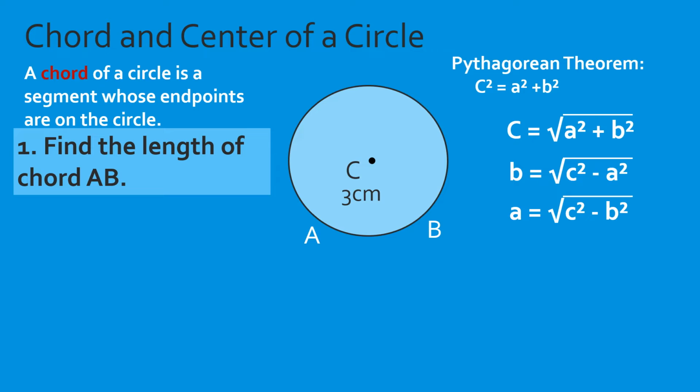Now, let's apply the chord and center relationships of a circle. So we're asked to find the length of chord AB or segment AB. So segment AB is there. So that's the chord. And the distance from the center to this chord is 3 centimeters. Now we know also that this segment is perpendicular to the chord. And at the same time, it divides the chord into two congruent segments.